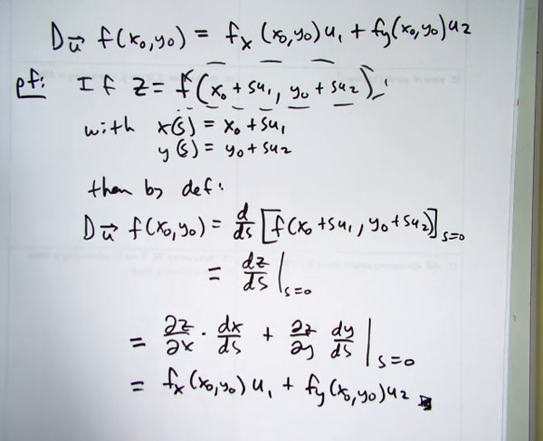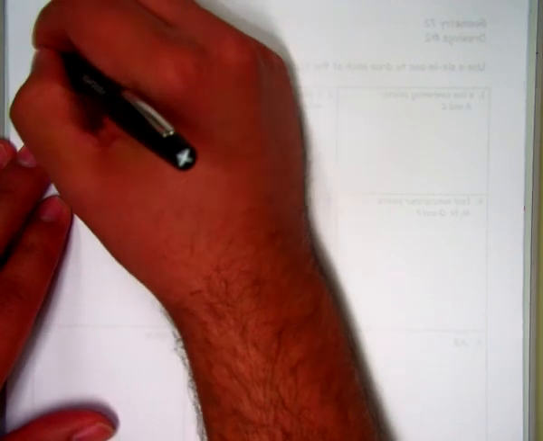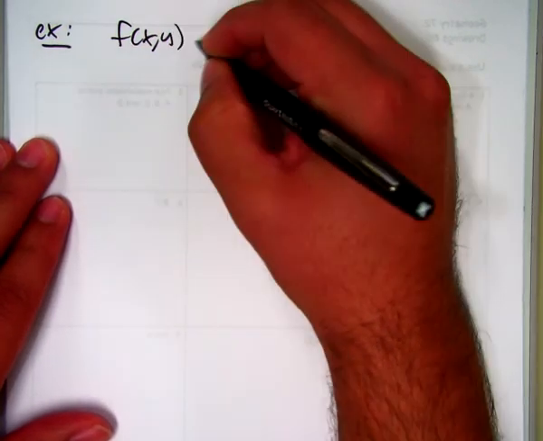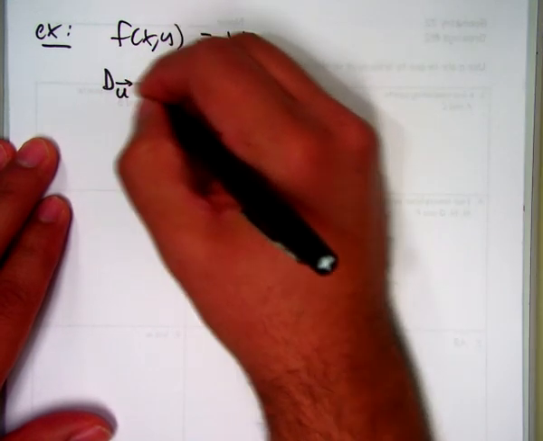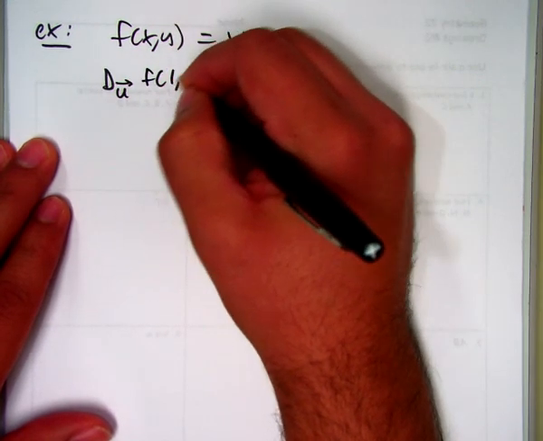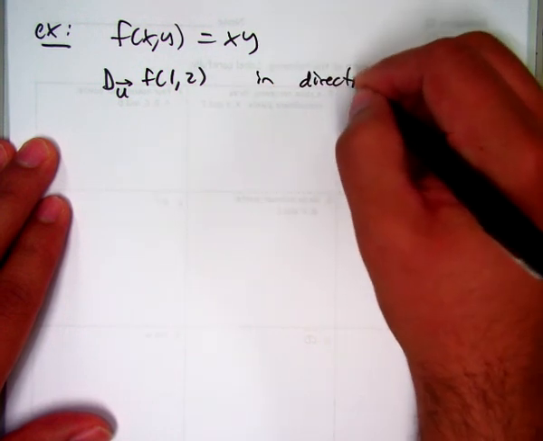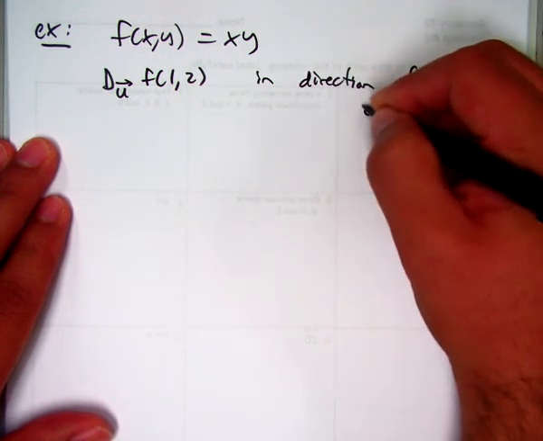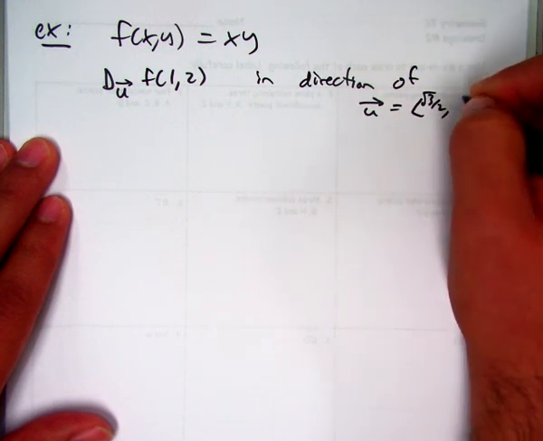Okay. So real quick, back to the first example. We had f(x, y) was xy. We wanted to find D_u at the point (1, 2) in the direction of u equal to, oh not 3/2, root 3 over 2 and 1/2.